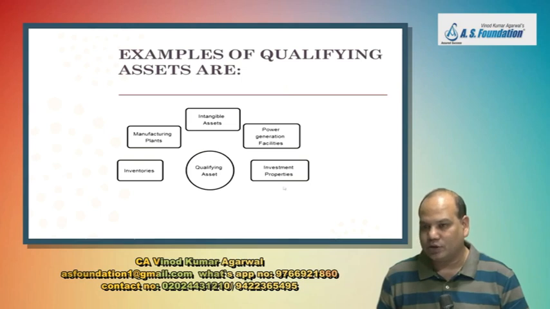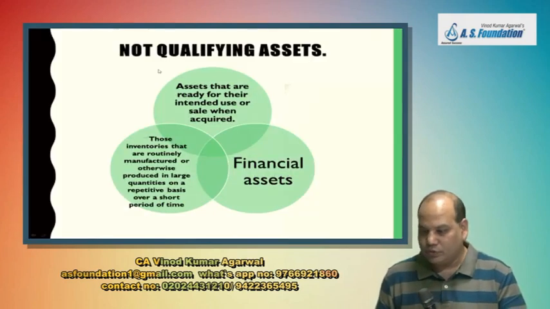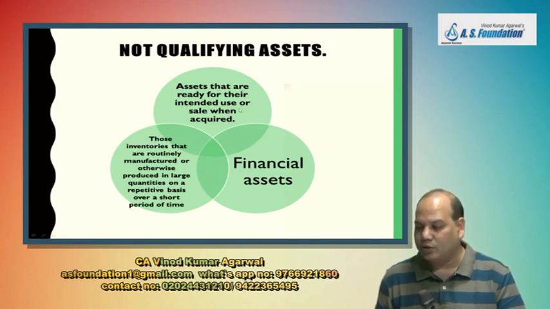Also IAS 40. Which standard? Right, in brackets IAS 40. And some category of inventory, some inventory, not all inventory, those which take a substantial period of time to get ready for their intended use or sale. Okay. And what is not a qualifying asset? Assets that are ready for intended use or sale when acquired.